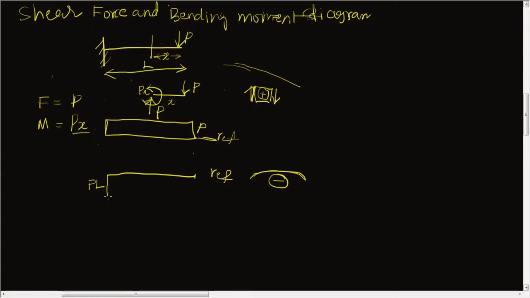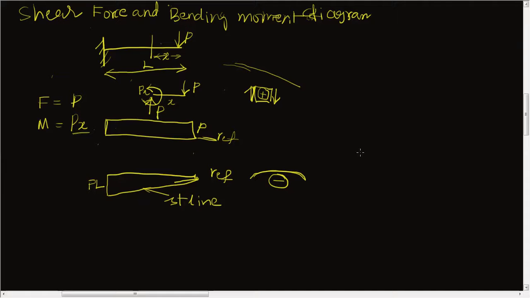And we are joining these two points by a straight line. This is a straight line. We are joining these two by a straight line because it is a linear function. If it is x square, we have to join by a parabola. This is about the shear force and the bending moment diagram for a cantilever beam with a point load.